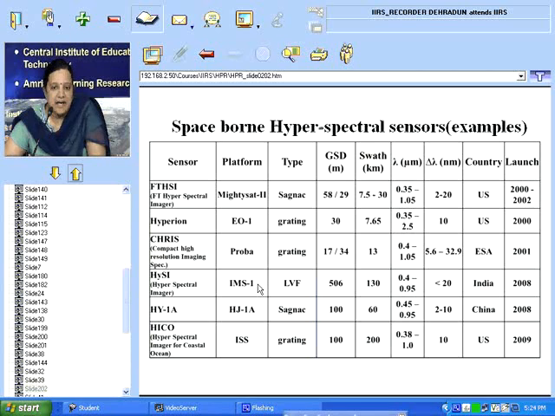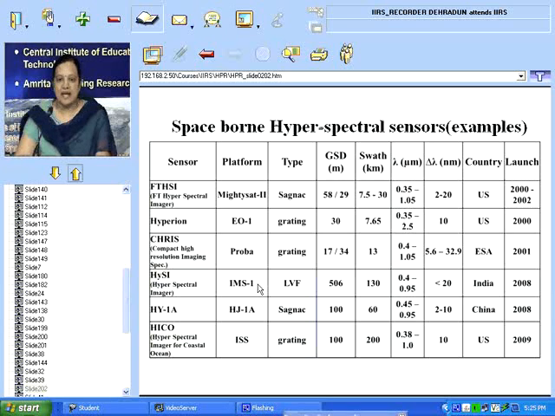Then we have the FTHSI hyperspectral imager on MightySat-2, which is again by the US, with a spatial resolution of 28 to 29 meters, variable swath between 7.5 to 30 kilometers, and the bandwidth varying from 2 to 20 nanometers. The other sensor is CHRIS, the Compact High Resolution Imaging Spectrometer, which was launched by the European Space Agency in 2001 on board the Proba satellite.